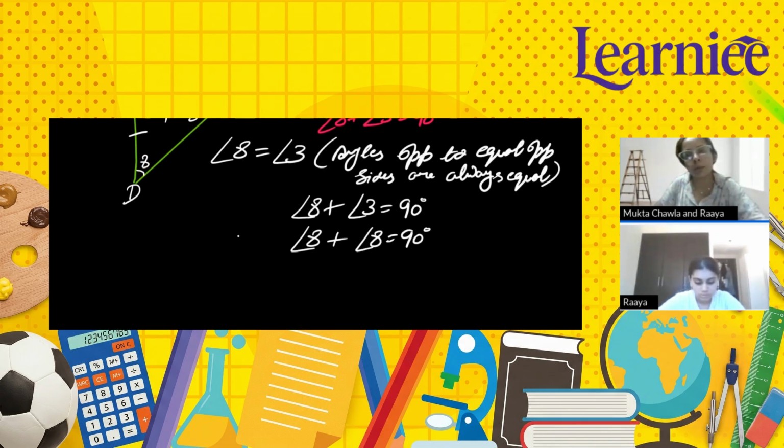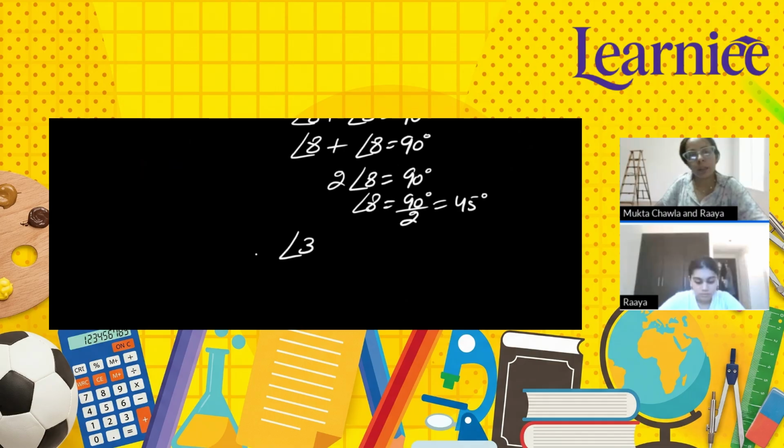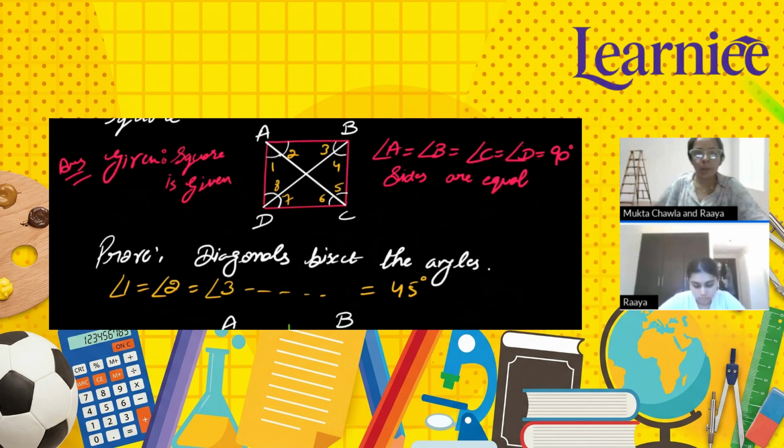This you have understood because we have given the reason, they are opposite angles. So it would be twice of angle 8. Right? So angle 8 would be 90 degrees over 2. It would be 45 degrees. And since angle 3 is equal to angle 8 is equal to 45 degrees, hence proved. Two angles we have got, angle 3 and angle 8, right? So you can write the readings here. Angle 3 is 45 degrees. Angle 8 is 45 degrees. Got it?